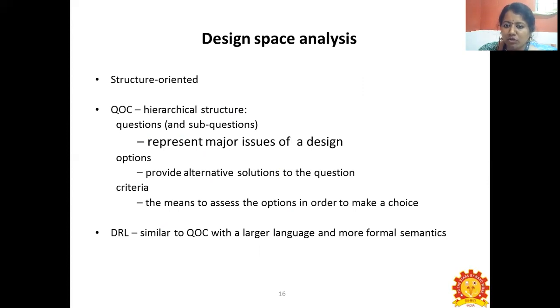Here we are going to study QOC, which is question, option, criteria. QOC has a hierarchical structure. So we'll have the questions and the sub-questions. The question and the sub-questions will represent the major issues of the design, whereas the option will provide alternative solutions to the questions. Criteria means to assess the options in order to make a choice. Here we will also study DRL, which is similar to QOC, but is a larger language with more formal semantics.